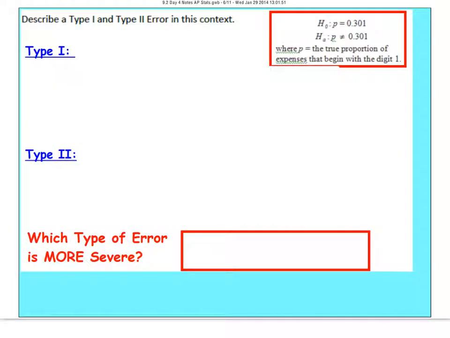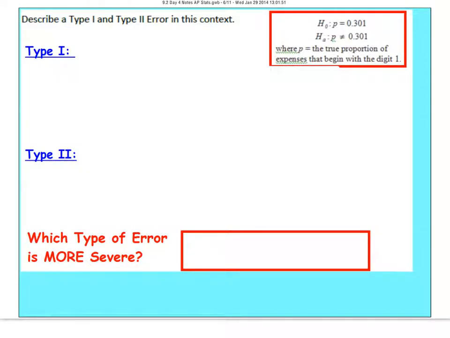This is a good review question of type 1 and type 2 error in its context from section 9.1. So in this case, what would be the type 1 error? Remember, type 1 error means we rejected H sub O when we should not have rejected it. So the type 1 error in this case, we had rejected this and made a conclusion that this was true when we should not have.